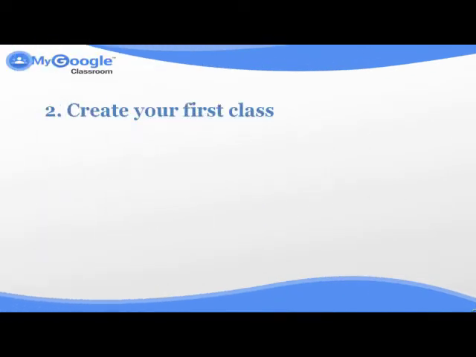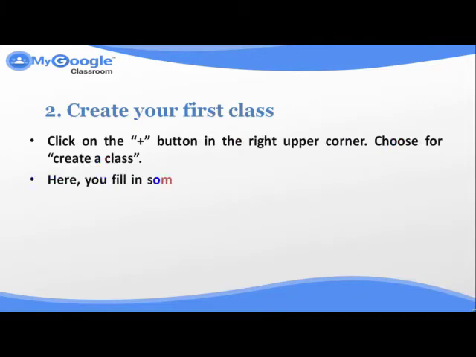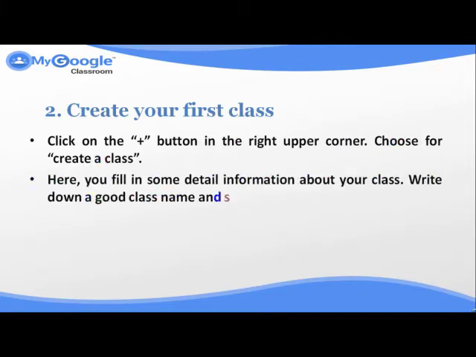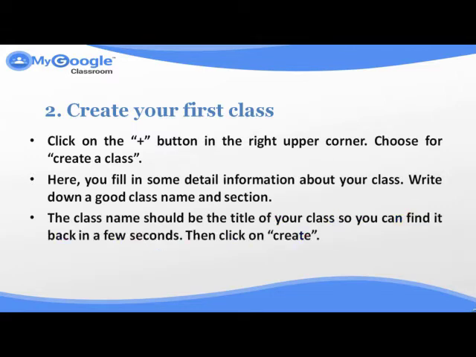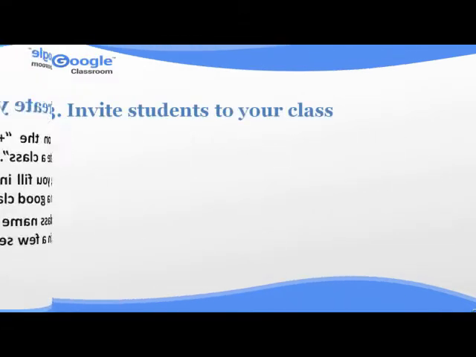Number 2. Create your first class. Click on the plus button in the right upper corner. Choose Create a Class. Here you fill in some detailed information about your class. Write down a good class name and section. The class name should be the title of your class, so you can find it back in a few seconds. Then click on Create.